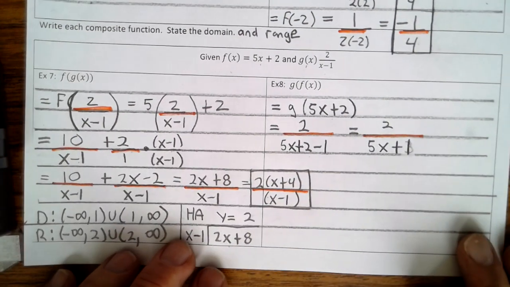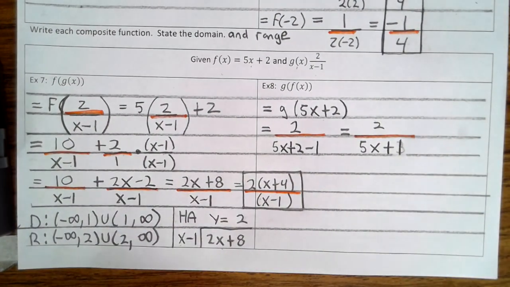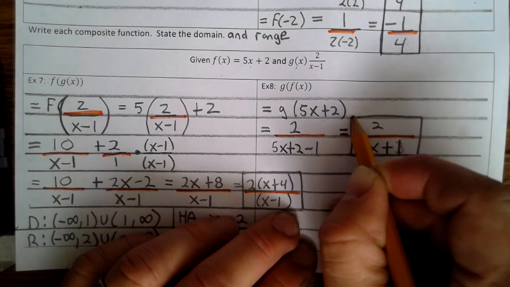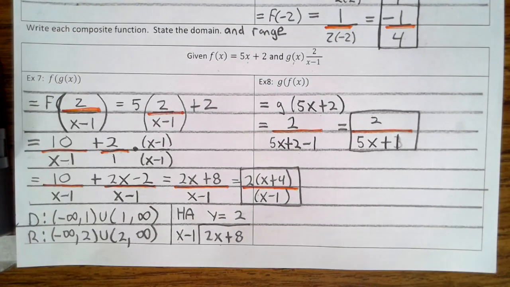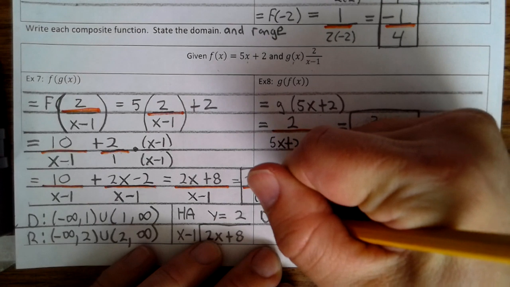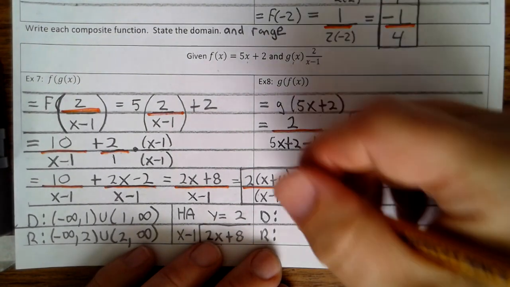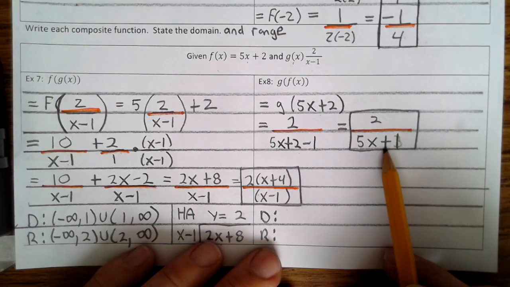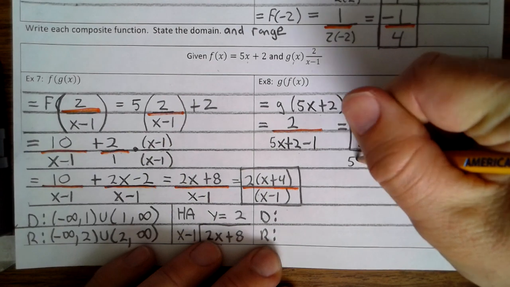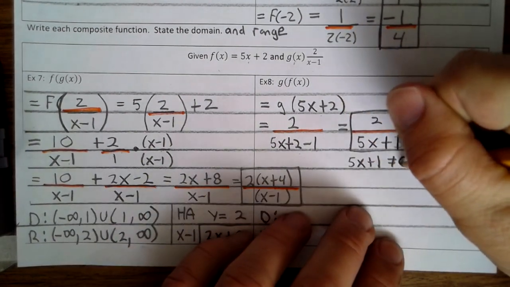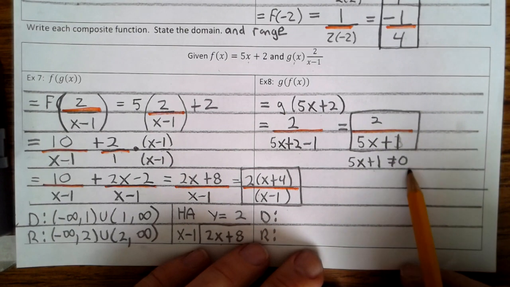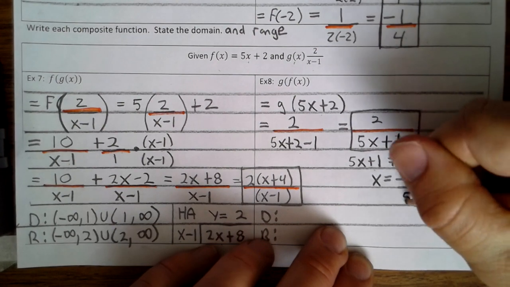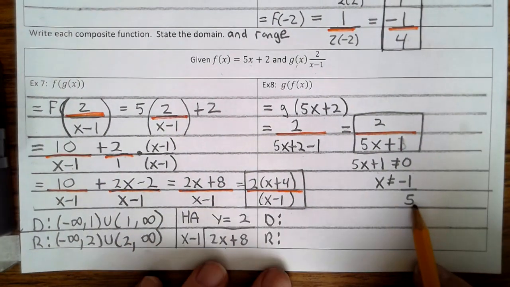All right, now let's take a look at the domain and range. So first off, we need to set the 5x plus 1 not equal to 0. So subtract 1, divide by 5, x equals negative 1/5. Or I should say x does not equal negative 1/5. So your domain is negative infinity to negative 1/5 or negative 1/5 to infinity.